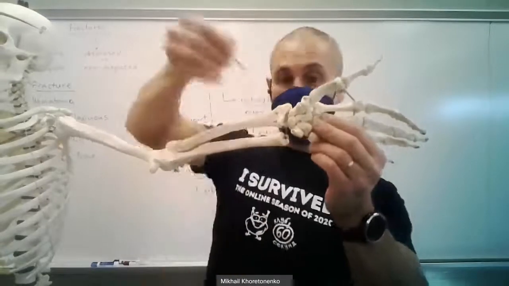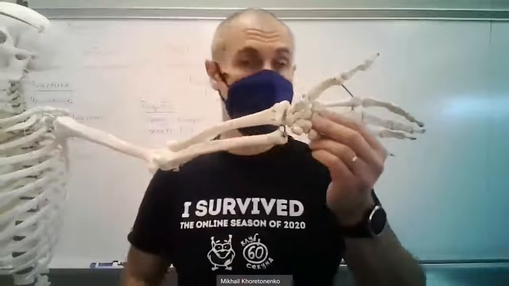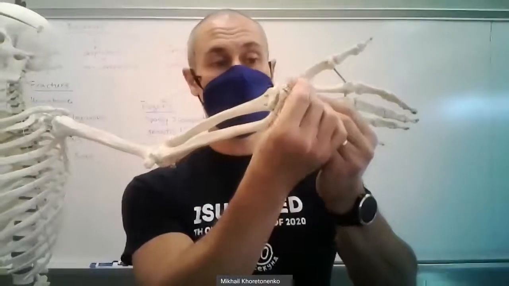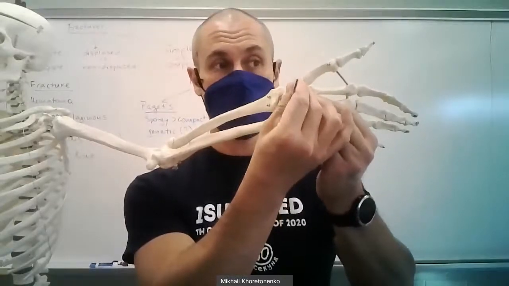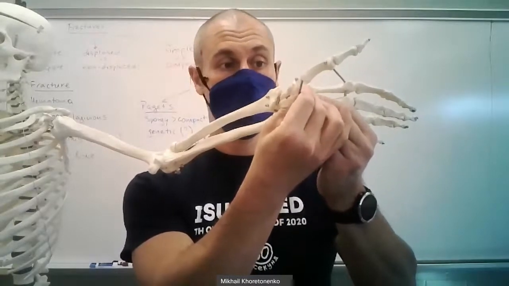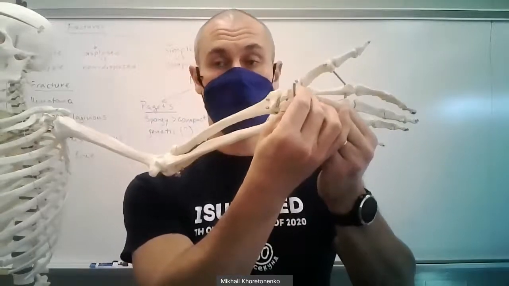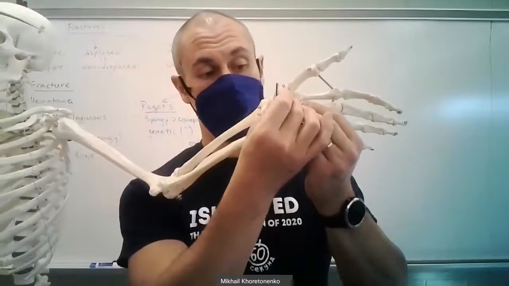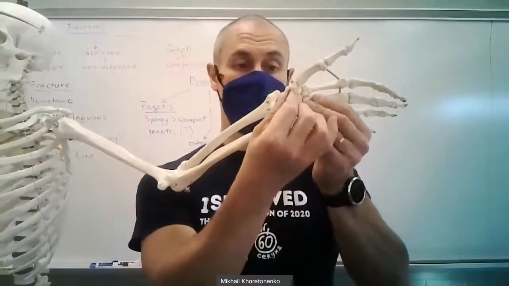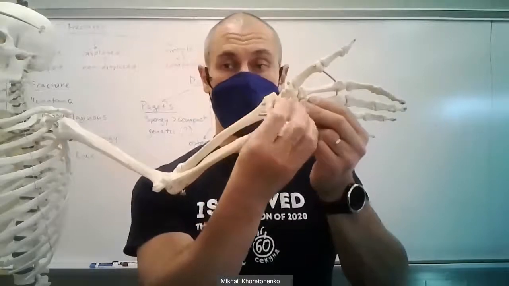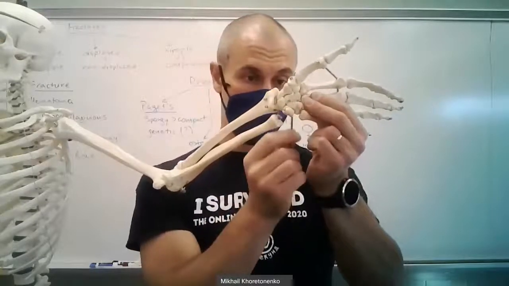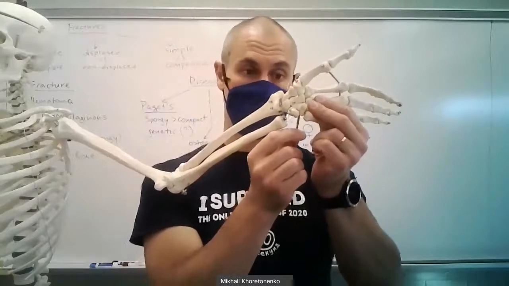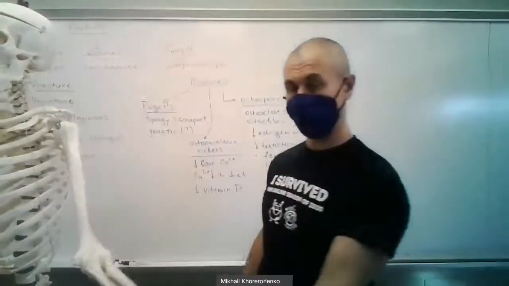Now we go back to the thumb and we start the next row. Right under the thumb is the trapezium. Then under metacarpal 2 is the trapezoid. Metacarpal 3, capitate. And finally, metacarpal 4, hamate. Okay?